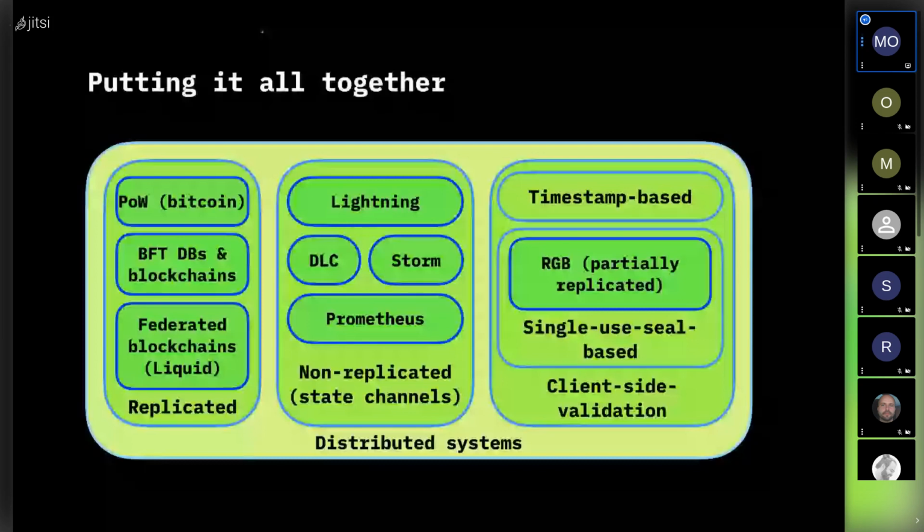The second big category of distributed systems in Bitcoin world are the state channels, which are non-replicated state machines. And these state channels, as I already mentioned, include such channels like Lightning channels, DLCs, Storm, or Prometheus. And the final third category, introduced by client-side validation, consists of timestamp-based systems and single-use seal-based systems. And among single-use seal client-side validation, the main topic of today's discussion is the RGB smart contracts, which represents a partially replicated machine. I will be talking about what it is in a moment from now.